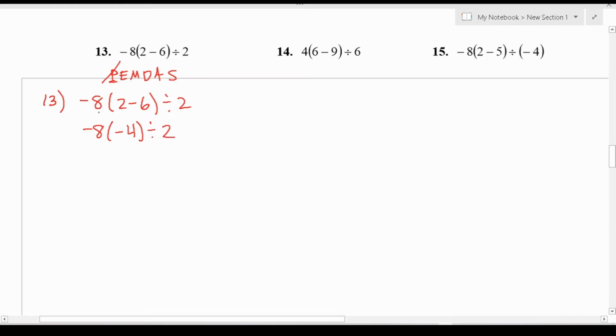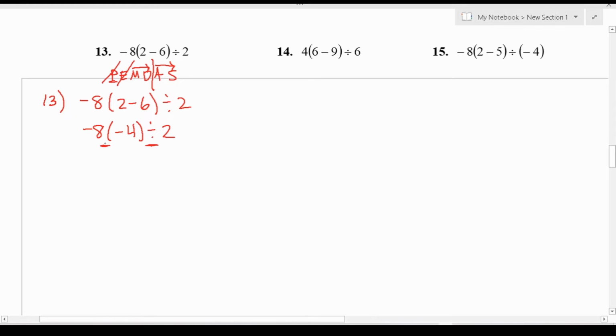So we did that. As we look through this problem, we don't see any exponents, so there's nothing to do there. Now we have to look for multiplication and division from left to right and addition and subtraction from left to right. Of course, we're doing multiplication and division first. In this case, we have multiplication right here and then division right here. Again, we do multiplication and division as they appear from left to right.